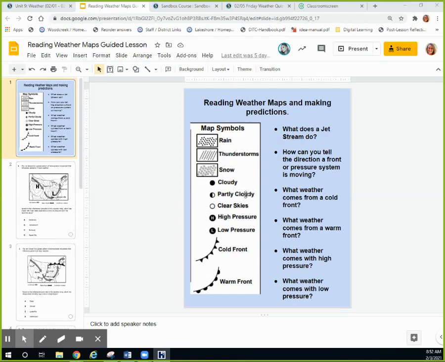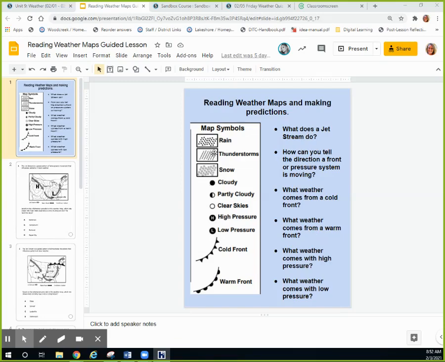Okay, so the things that we're really going to cover are, what does a jet stream do? I'm going to keep that really simple. How can you tell the direction a front or a pressure system is moving? What weather comes from a cold front and a warm front, and what weather comes with high pressure and low pressure? And then these are our symbols.